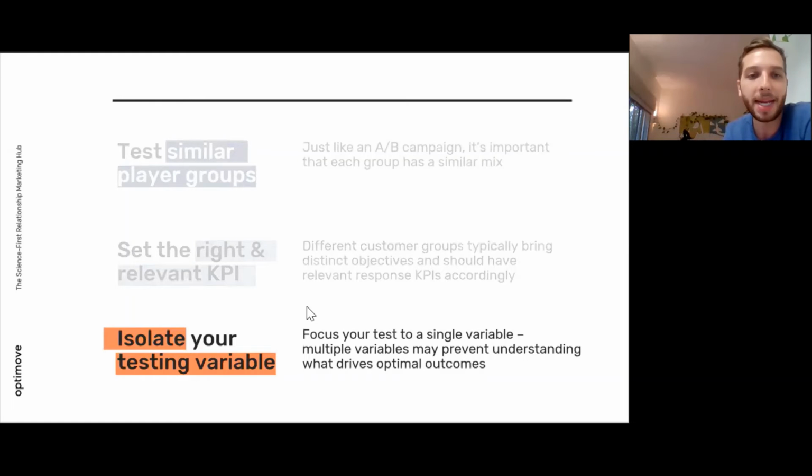And third, make sure that you're isolating the testing variable so that at the end of the day, you can attribute the success of your change to a single variable, right? If you include multiple variables that are changing between the two groups, it can make it hard for you to understand what truly drove success. So try to test a single variable at a time. Let's put some examples to this to bring it together.